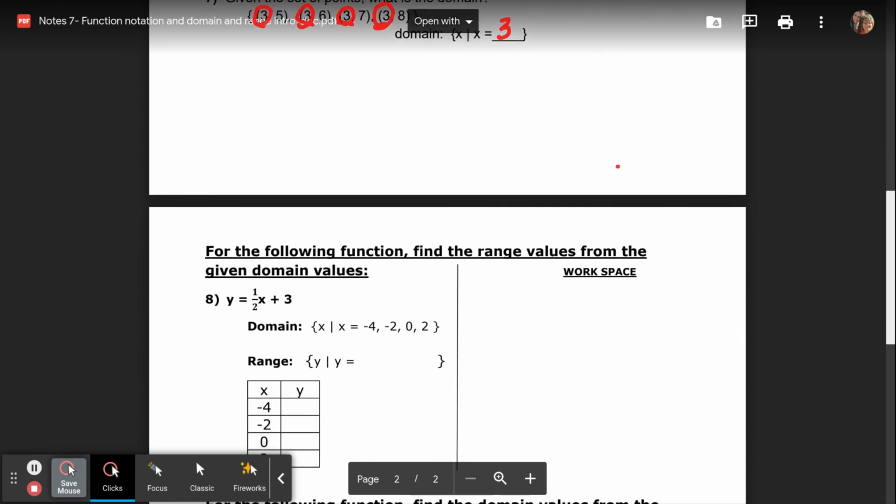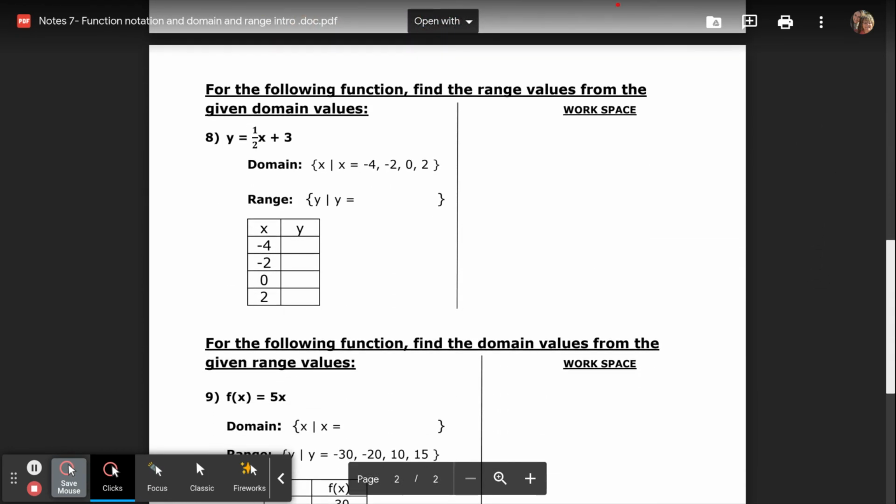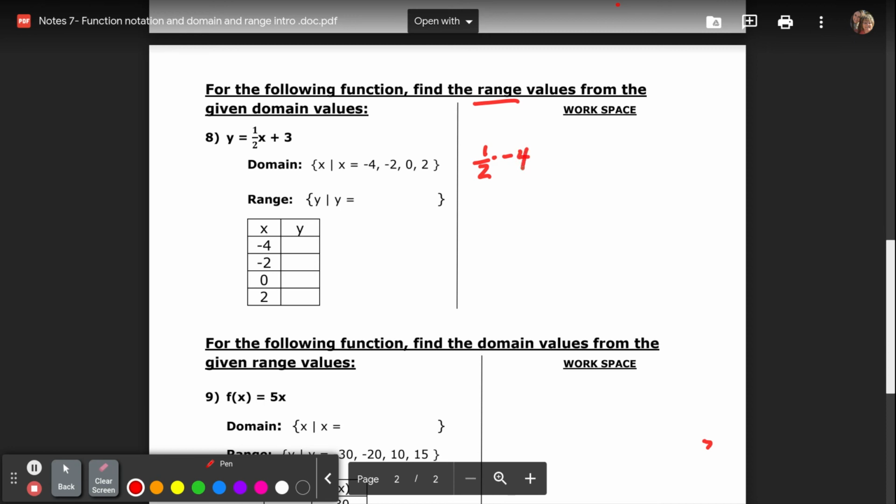All right, let's go ahead and take a look at problem 8 on the back. For the following function, find the range values from the given domain values. So what we're going to do to get our negative 4 is we will go 1/2 times negative 4 plus 3. So half of negative 4 is negative 2, plus 3 is 1.